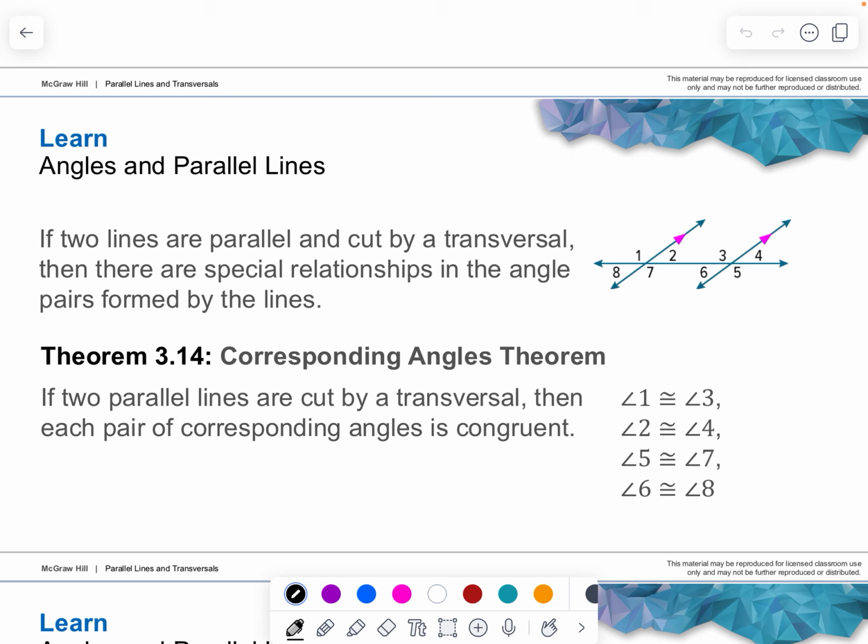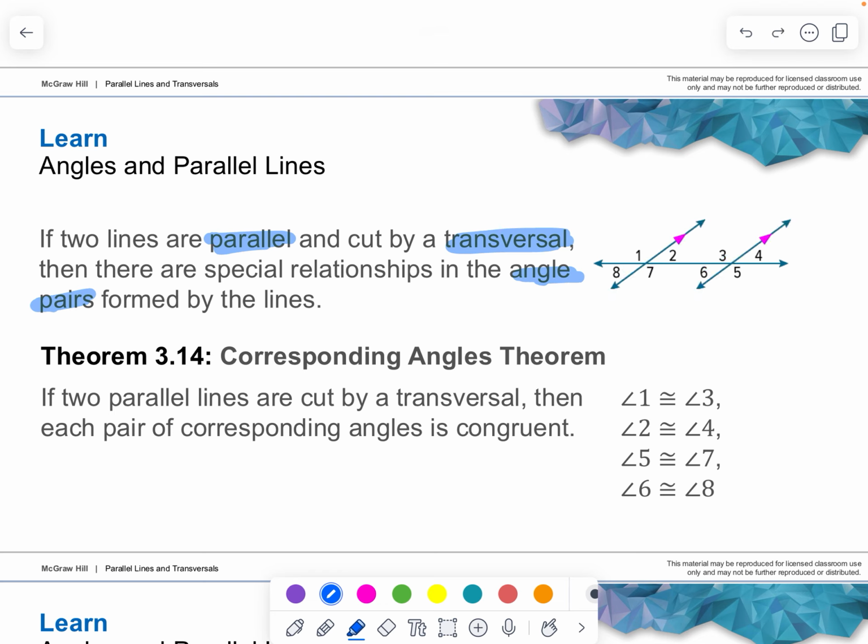If two lines are parallel and cut by a transversal, then there are special relationships in the angle pairs that are formed by those lines. So there we go, let's get that. We learned in the last video about the names of those angle pairs. Now we're going to find out what happens when those lines are parallel.